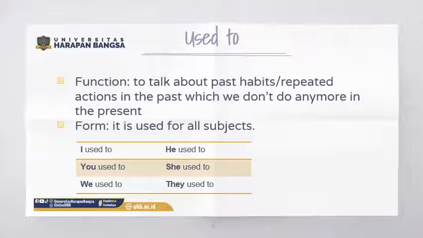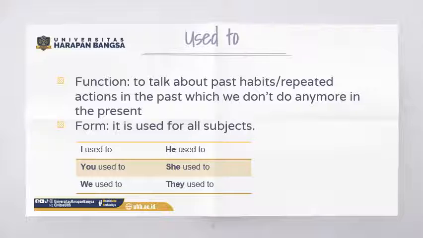Now, let's talk about used to. The function of used to is to talk about past habits. Still remember past habits? Yes, it's repeated actions in the past which we don't do anymore in the present or now. And what about the form? Well, used to can be used for all subjects. No matter what the subject is, you always use used to.